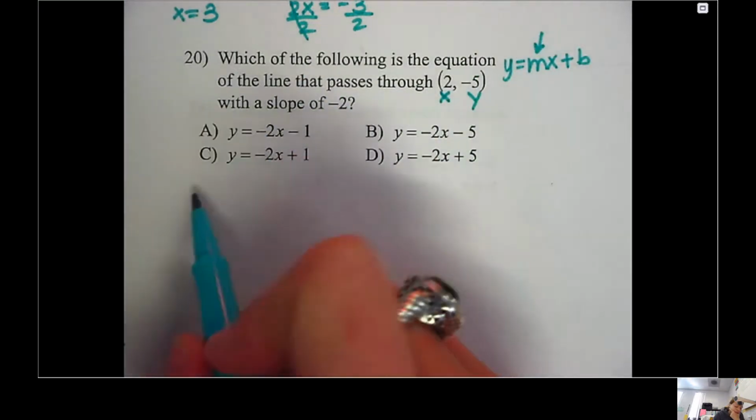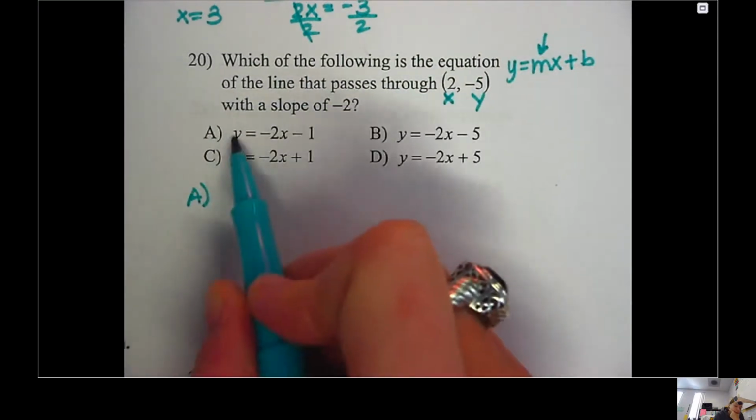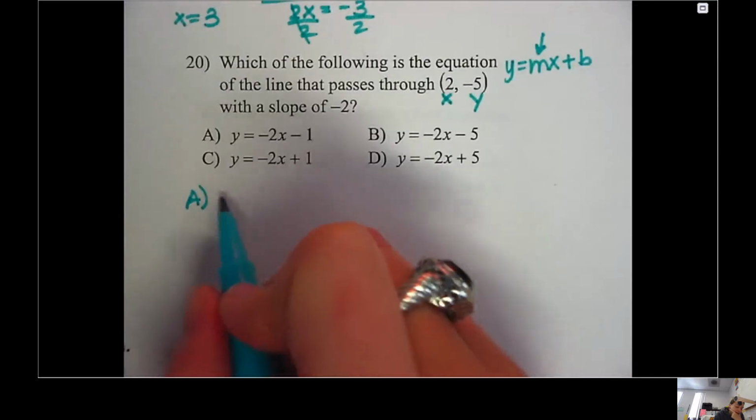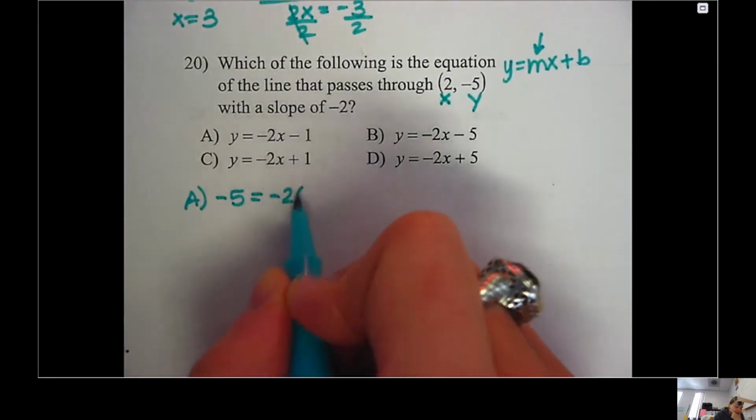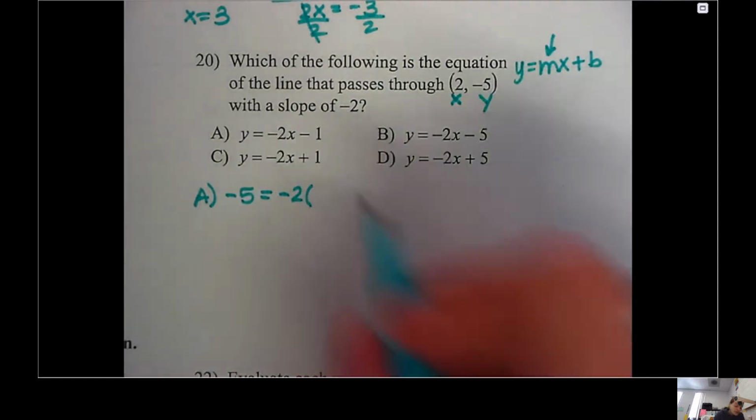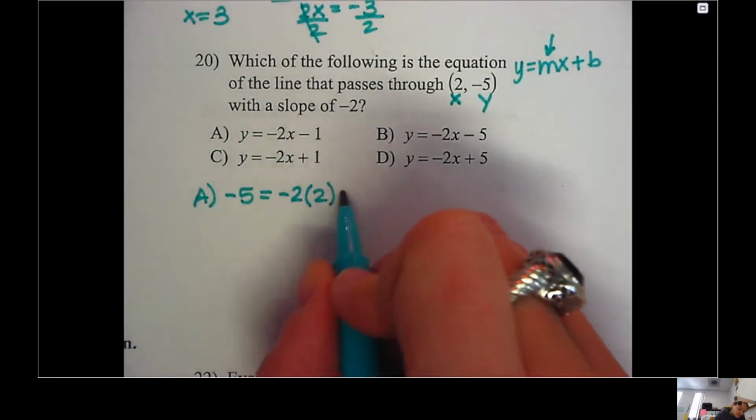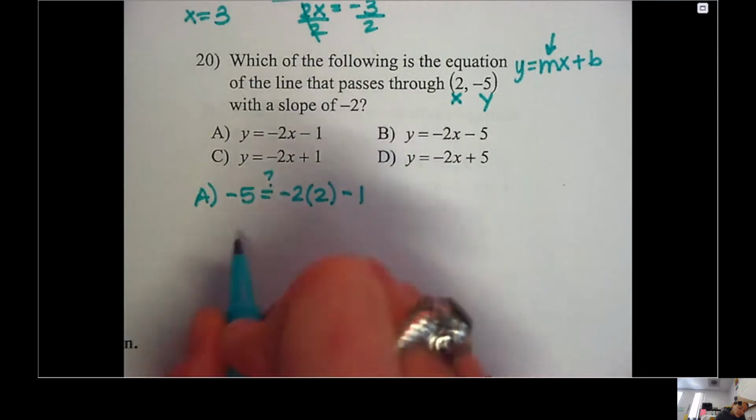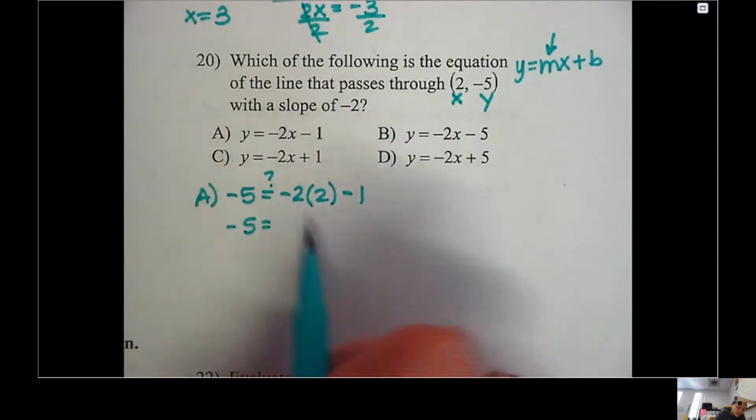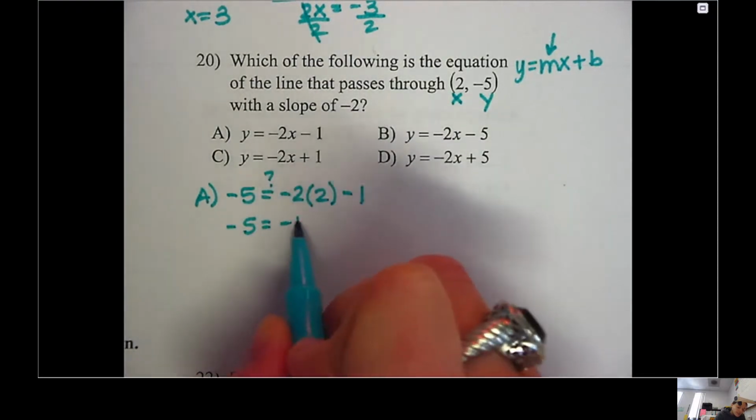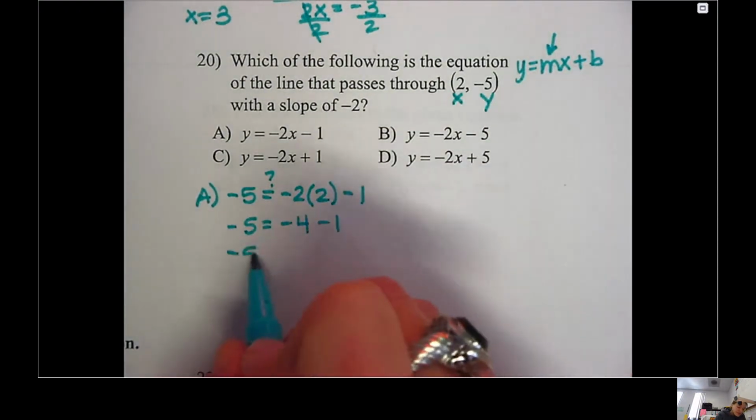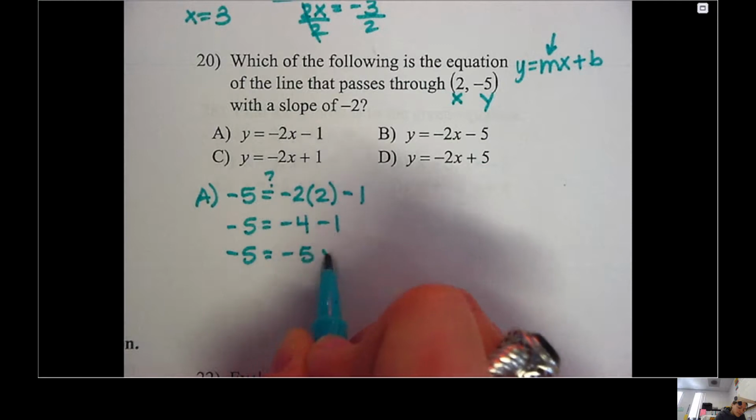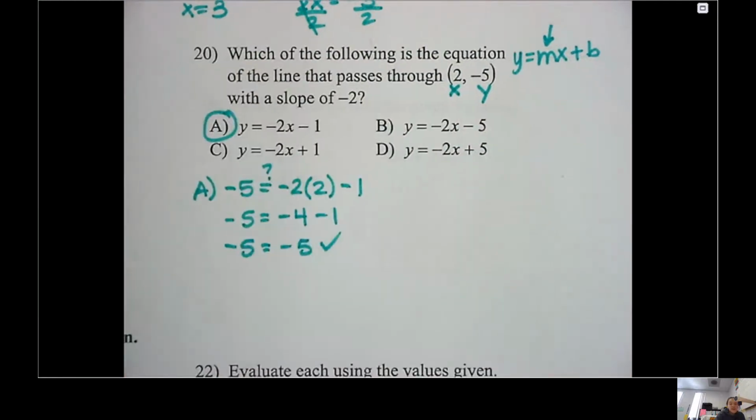So for now, I'm going to start with letter A. I'm just going to go in order. Instead of y, I'm going to plug in -5, equals -2 times my x value. I'm going to plug in a 2. And then -1. So let's see, does that work? -2 times 2 is -4. Oh, what do you know? -4 minus 1 gives me -5. Well, that was lucky. Letter A is my answer.